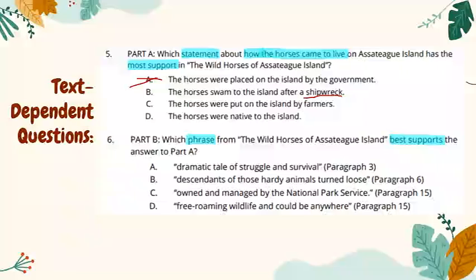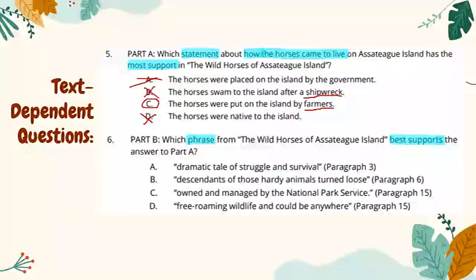C, the horses were put on the island by farmers. Yes, remember they didn't want to pay that tax money and keep them fenced in. And D, the horses were native to the island. No, they were not originally there. So the answer here is C, they were put there by the farmers.